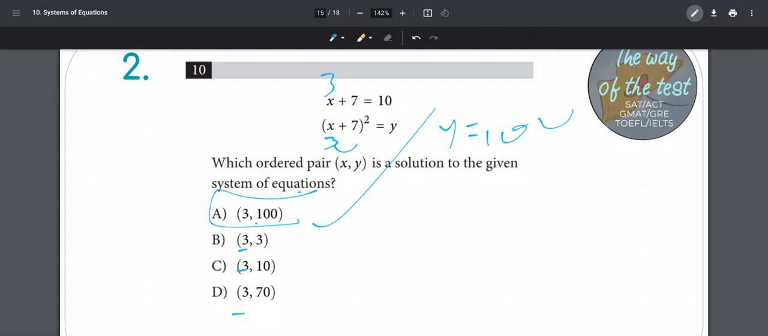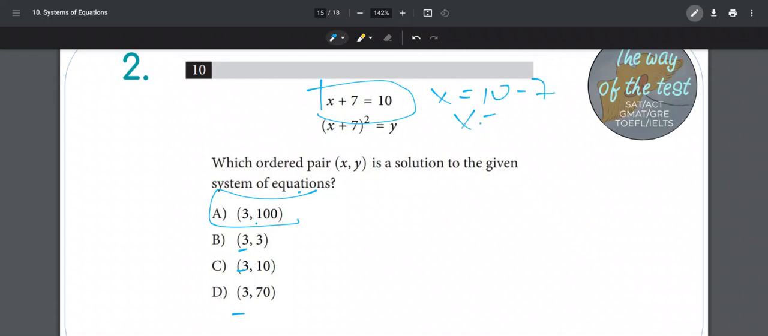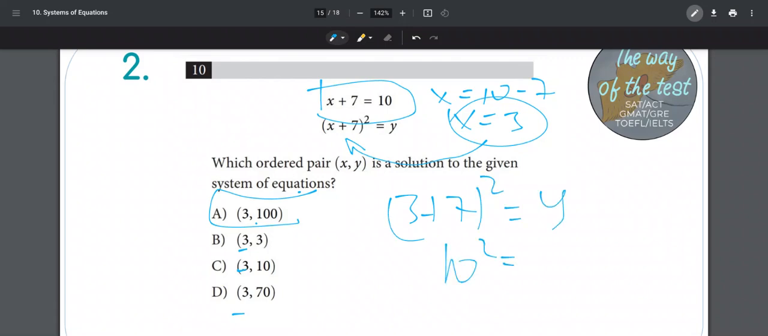Is there another way of solving it? Yes, but trust me, this is the faster way. Now, the other way, of course, would be solving it by finding the x, which is totally fine because if you notice, the first equation already gives us the x. So x is equal to 10 minus 7, so x is equal to 3. And now with this value, I replace here, and I'm going to end up in the same position. So I have 3 plus 7 squared is equal to y. So I have 10 squared is equal to y. So 100 is equal to y. And I end up with the same values, 3 comma 100, which is letter A.